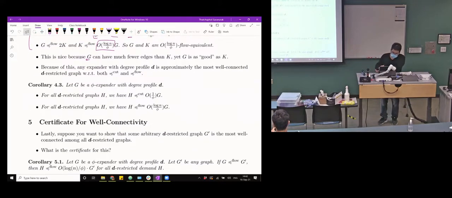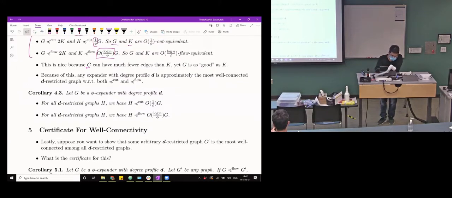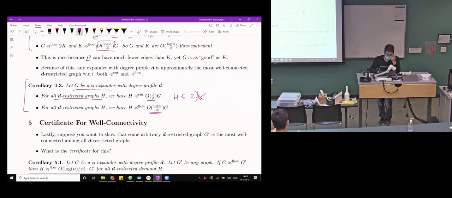Now I just repeat here that we have shown before that for all the restricted graphs, H is at most 2K. But now you can replace the product graph by any expander. It's the most well-connected one, if you are okay with paying this factor.